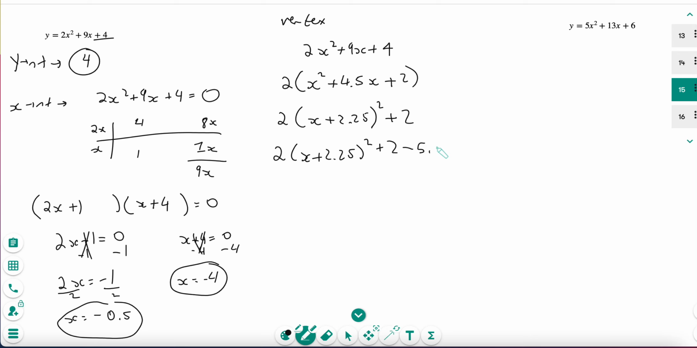We'll simplify: 2 minus 5.06 is minus 3.06. And then the last step, make sure you multiply the outside terms together. Two times negative 3.06 is negative 6.12. So negative 6.12. Okay, so we can sketch it.